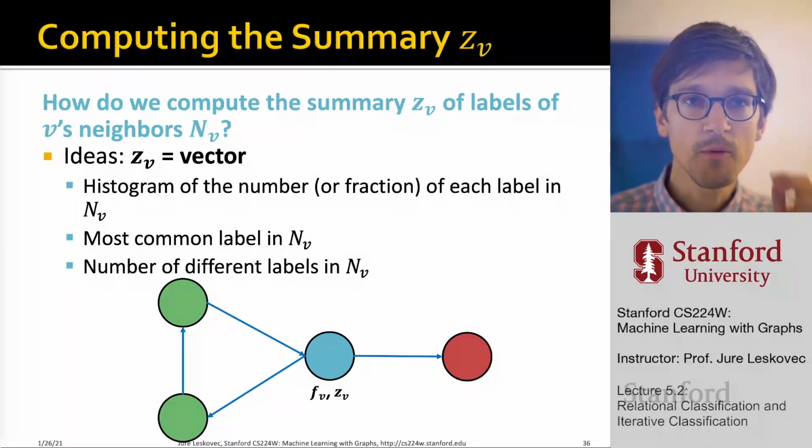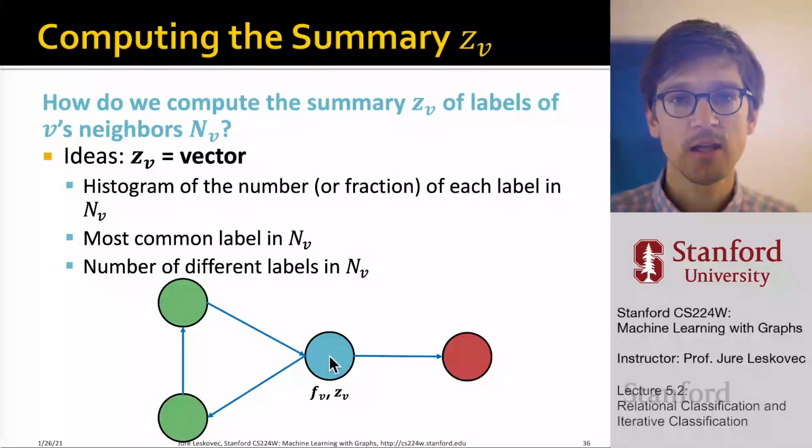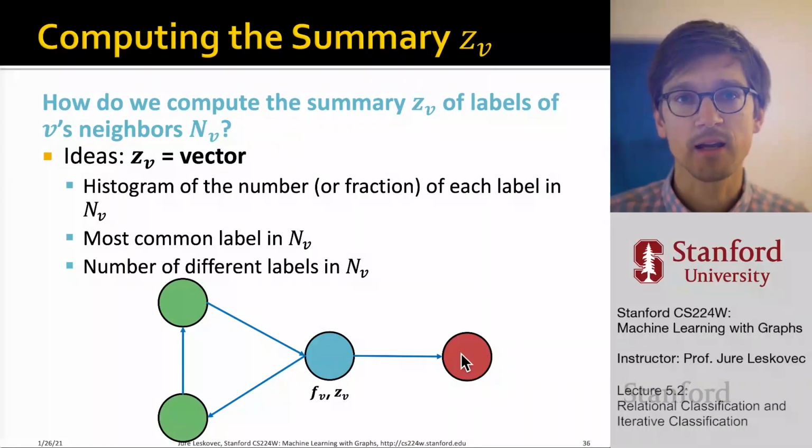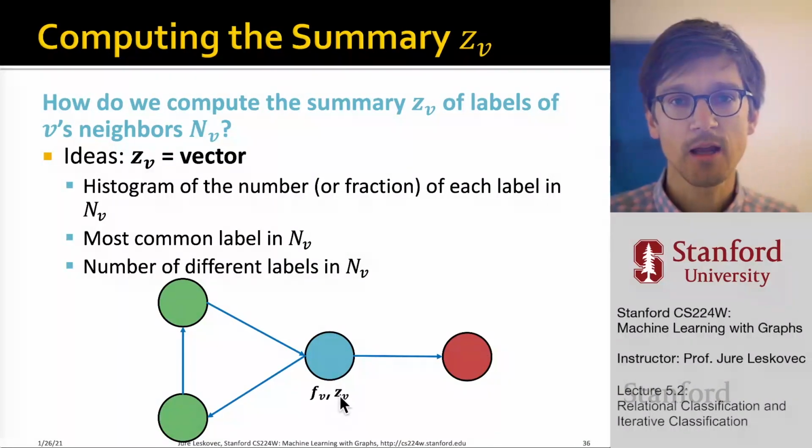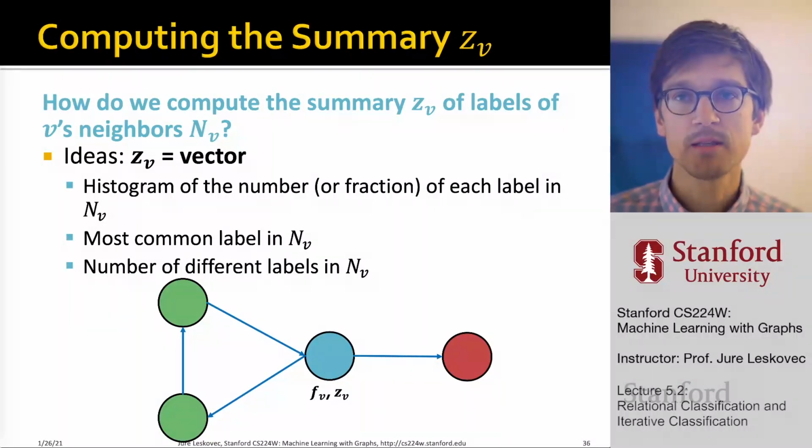So let me tell you now, how do we compute this label summary vector Z of a given node V? So the idea will be that, I'm a given node here in the network, let's say blue, and I have some nodes that believe they are green and other nodes that believe they are red. So now what I need is to create this summary vector Z that will tell me what are the beliefs, what do my neighbors think about their labels.